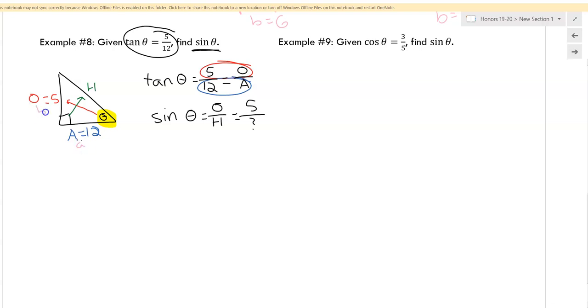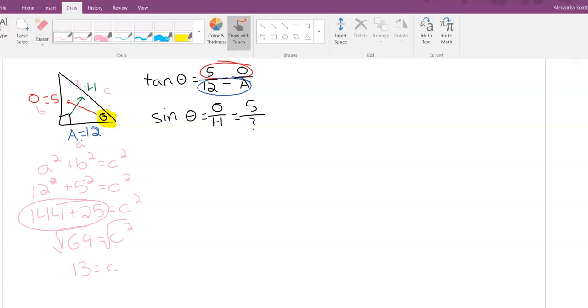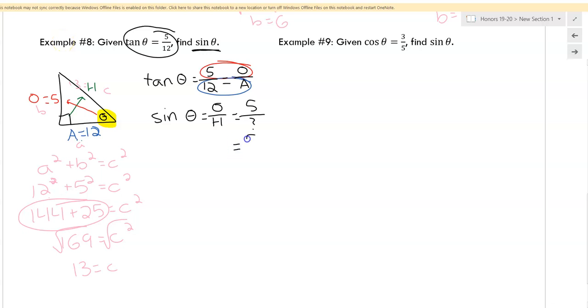So, A, B, C. A squared plus B squared equals C squared. 12 squared plus 5 squared equals C squared. 12 squared is 144. 5 squared is 25. If I add these up, I get 169. If I take the square root, 169 is a perfect square. It's 13. So now filling this in, this is 5 over 13, and that does not reduce. So the tricky part is kind of knowing where to put those sides, right? That's the new part of this.